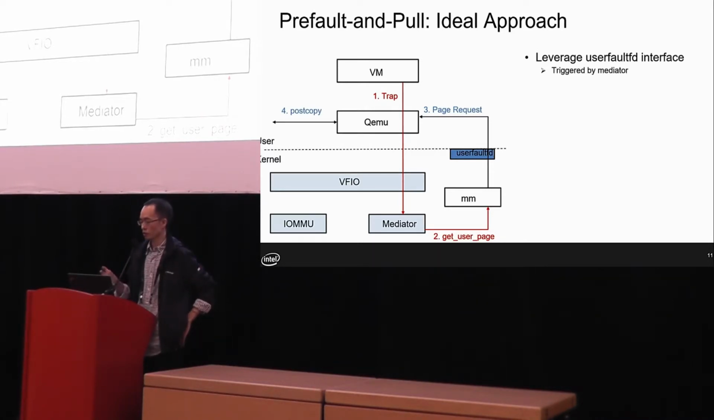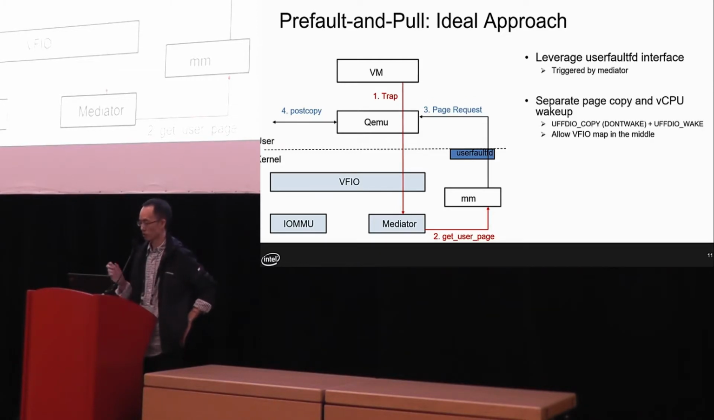There's a little bit of a trick for the last step, because before the wake up, we also want to apply the VFIO map. So basically, we want to separate the page copy and the vCPU wake up. Today, userfaultfd provides a no-wake-up version, UFFDIO_COPY with don't-wake. We first do this, just copy the page, then do the VFIO map, and then do the wake up.